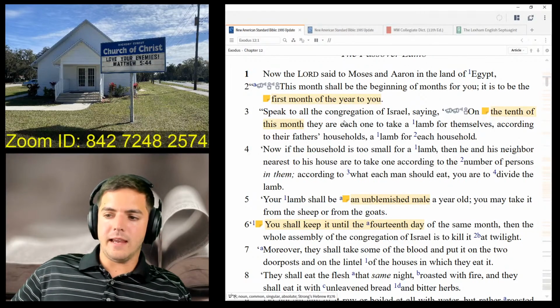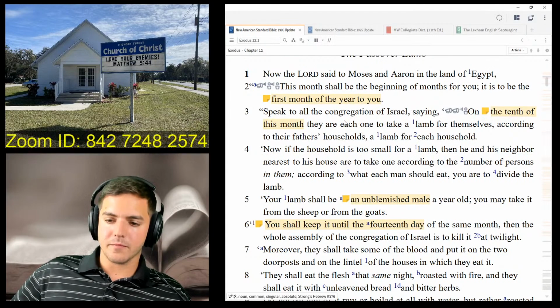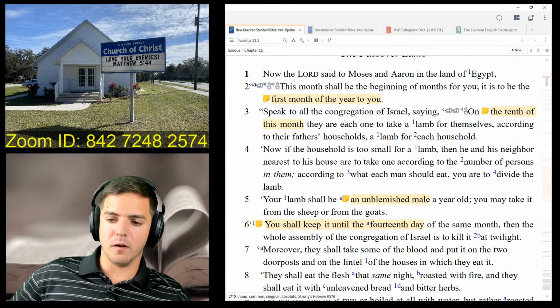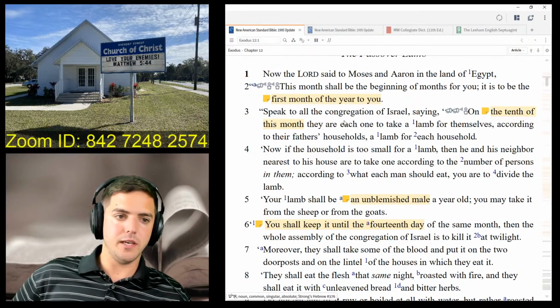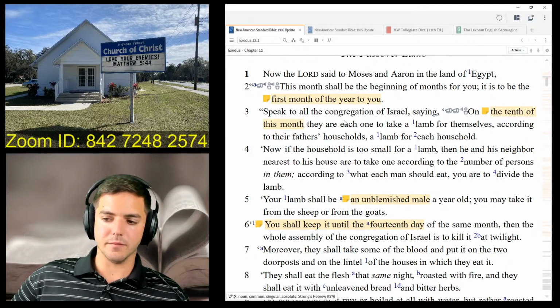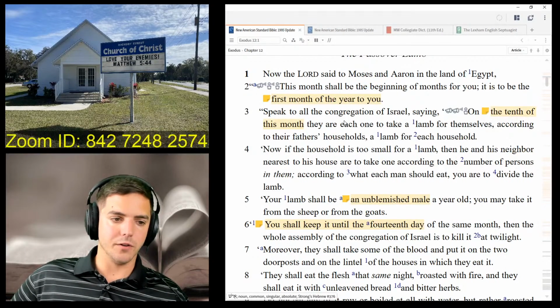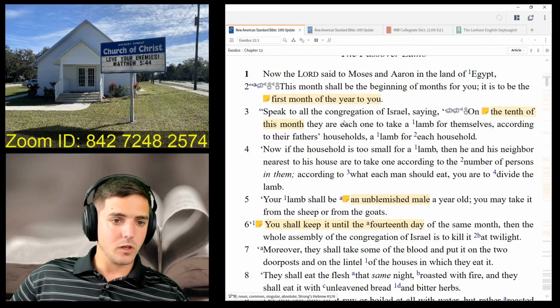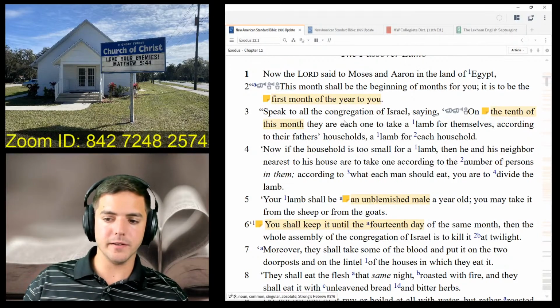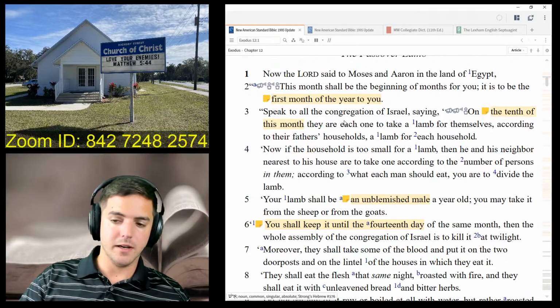Now, they take the lamb on the 10th day of the month. Skip down to verse 6 for just a moment, and notice he says, "You shall keep it until the 14th day of the same month." So they would get the lamb on the 10th, and they would keep it and offer it on the 14th day, which means there was a 4-day period from the time that they got the lamb to the time that they offered it up.